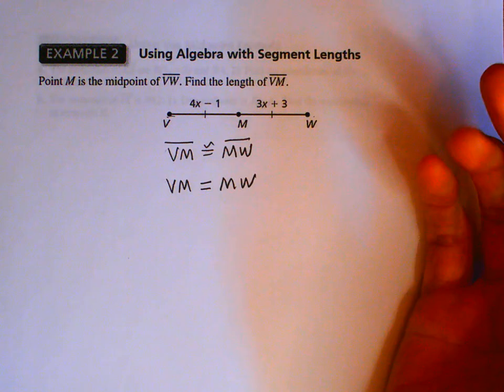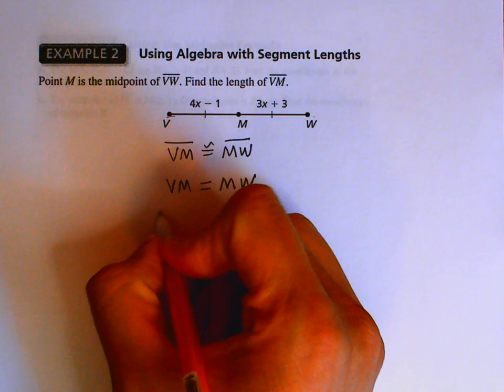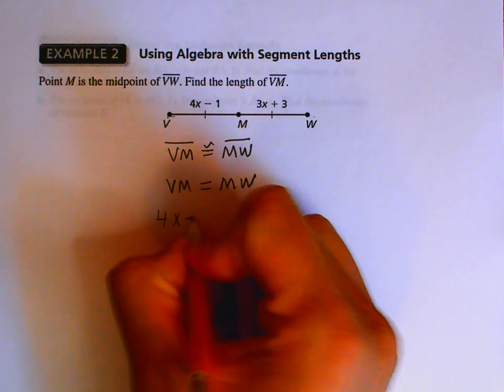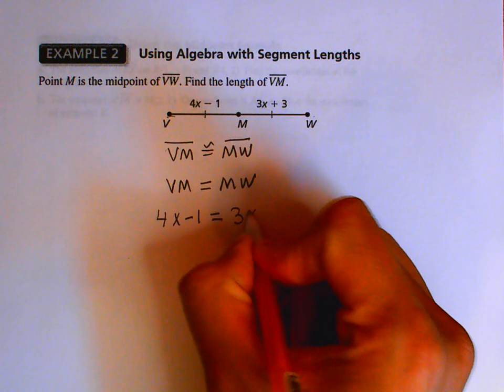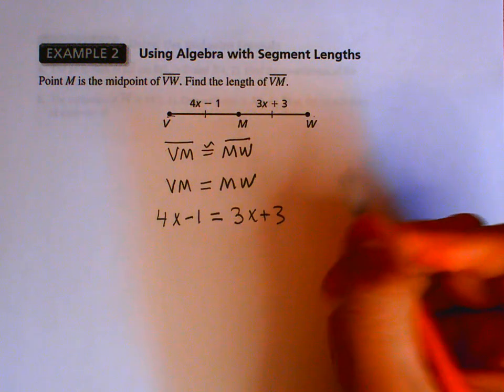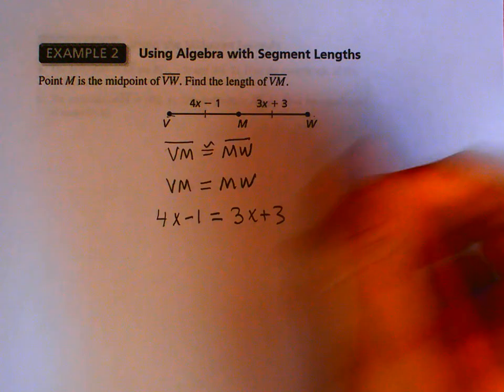But what are their lengths? If you look at the diagram, it'll tell you. So VM is 4x minus 1, and MW is 3x plus 3. All we got to do now is solve for x. Okay, so we solve for x.